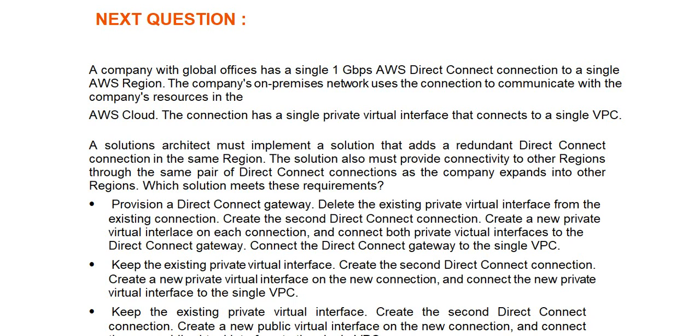Next question is, a company with global offices has a single 1 Gbps AWS Direct Connect connection to a single AWS region. The company's on-premises network uses the connection to communicate with the company's resources in the AWS cloud. The connection has a single private virtual interface that connects to a single VPC. A solutions architect must implement a solution that adds a redundant connection in the same region.